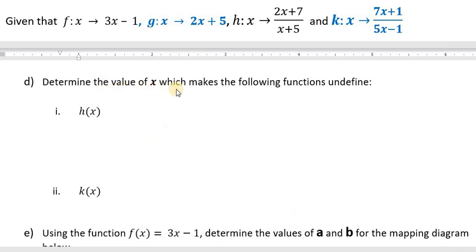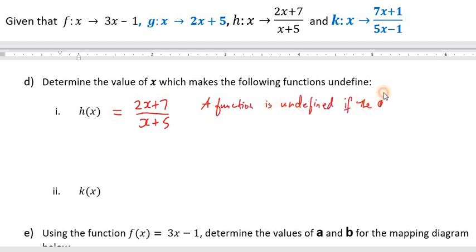Determine the value of x which makes the following function undefined. h of x is equal to 2x plus 7 over x plus 5. So a function is undefined if the denominator is equal to 0. The denominator here is actually x plus 5, and so we set it equal to 0.